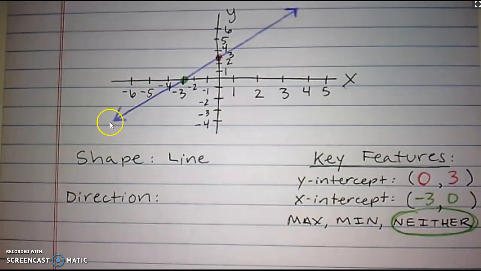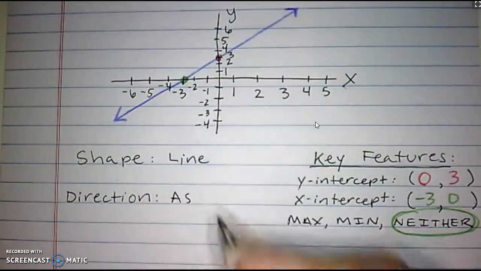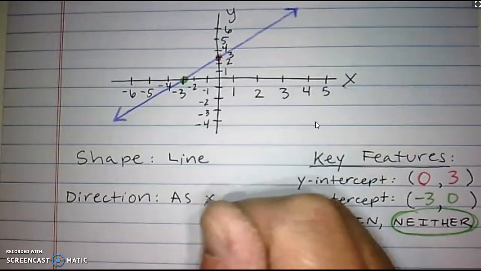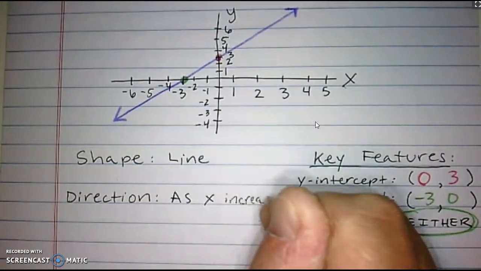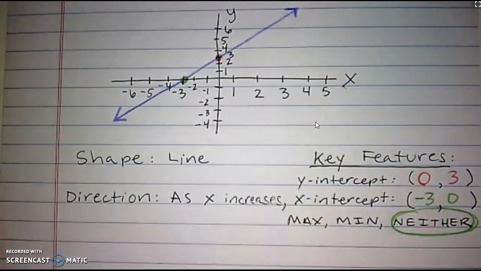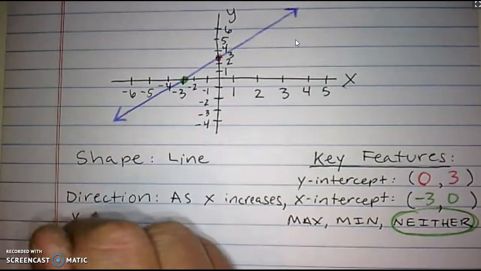So here's what I'd like you to think about. As I start on the left side of this graph and I read it over towards the right, what is happening to the y values? So we would make a statement like this. We would say something like, as x increases, what's happening to y. And so what I notice is, as x is getting bigger, I notice that my y values are also increasing, meaning this line is showing a direction of going up. So I could say as x increases, y increases.